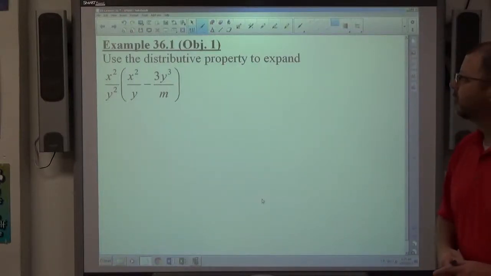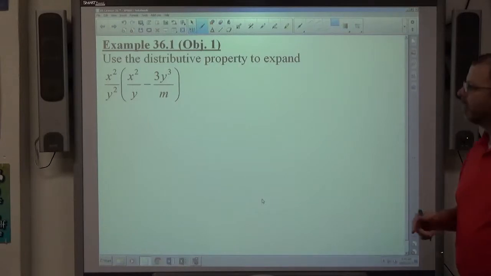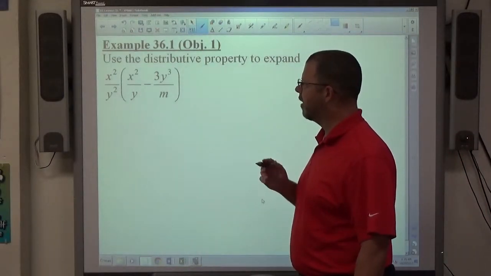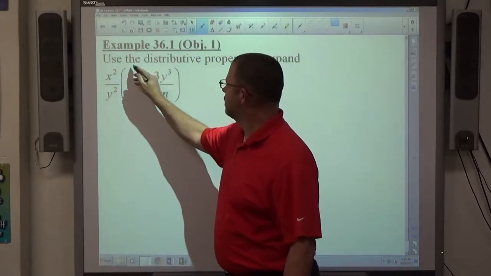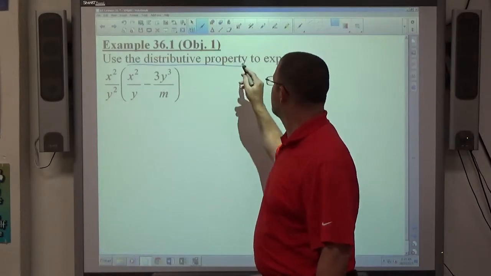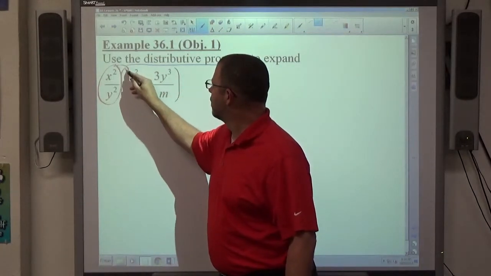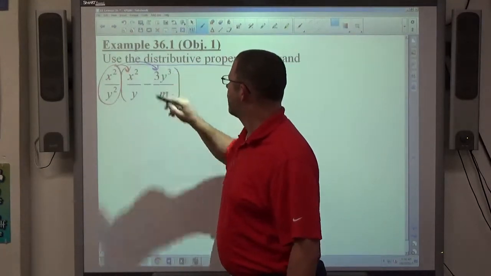Okay, example 36.1, we're going to use the distributive property to expand. We've already done this topic. The new part of it represents the fractions in it. And distributive property, anytime you see use the distributive property, it simply means that we're going to take the object outside the parentheses and multiply it individually times each object inside the parentheses, like so.